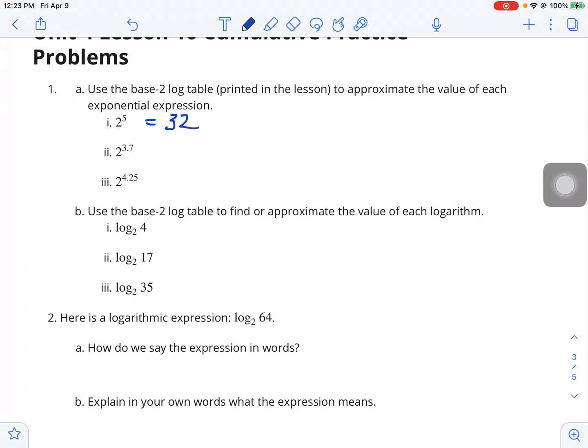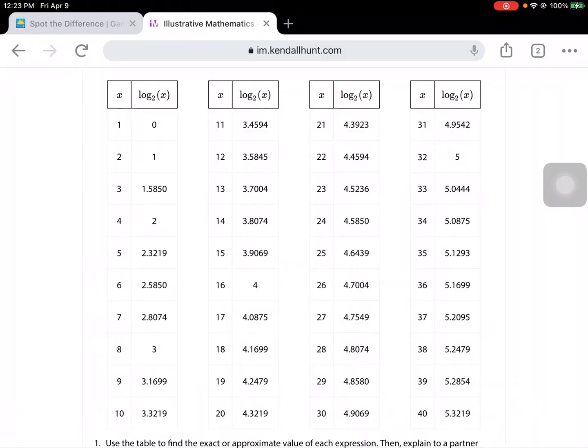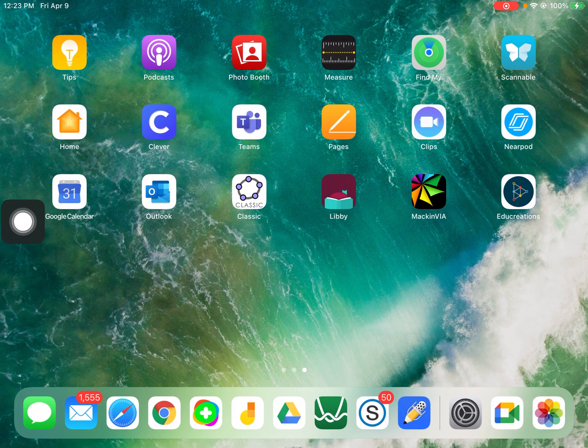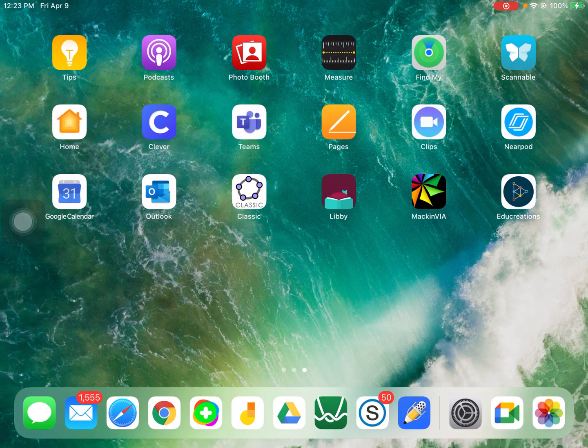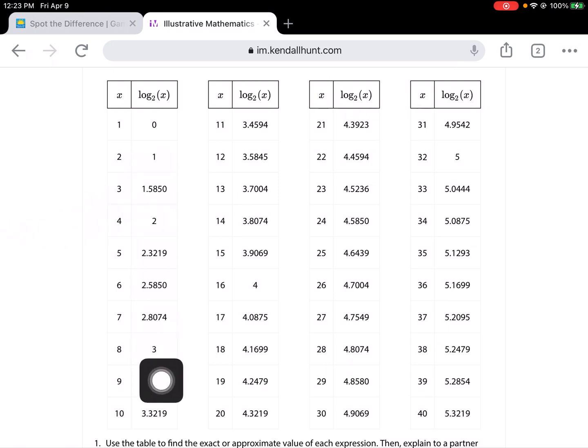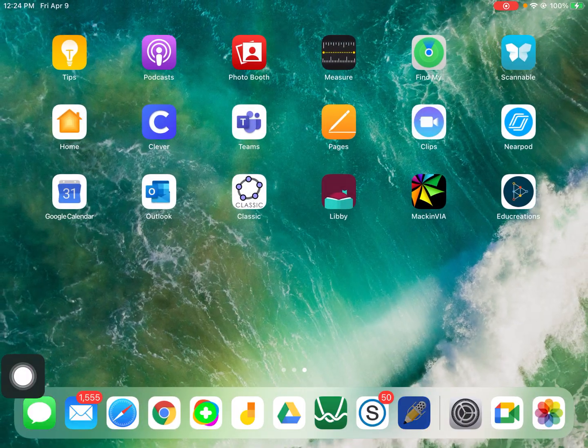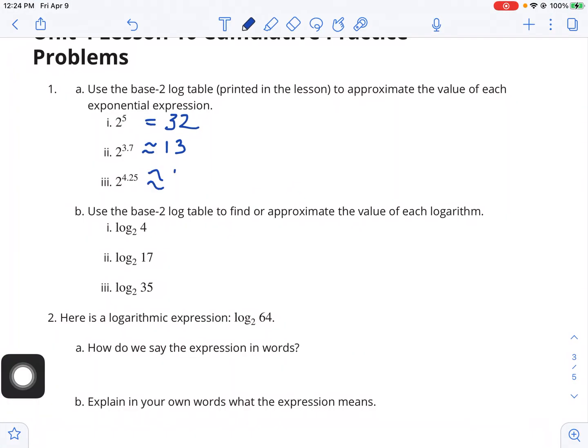And then 2 to the 3.7 power would be, here's our exponents in this right column, so 3.7 would be about 13. So 2 to the 3.7 power would be approximately 13. And 2 to the 4.25 is going to be, let's see, 4.25, somewhere right in here, about 19. So 2 to the 4.25 power would be approximately 19.